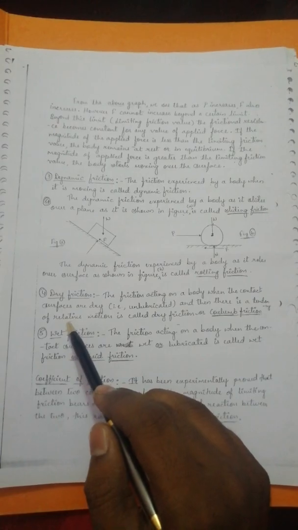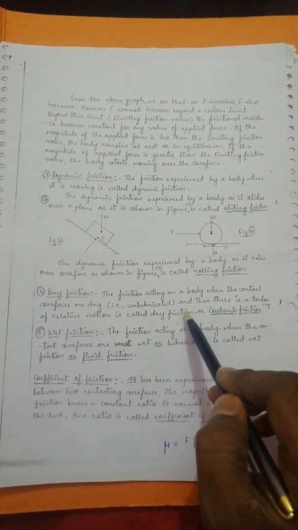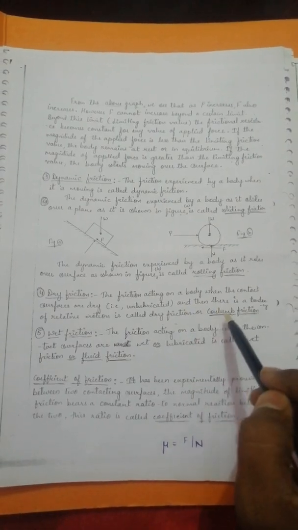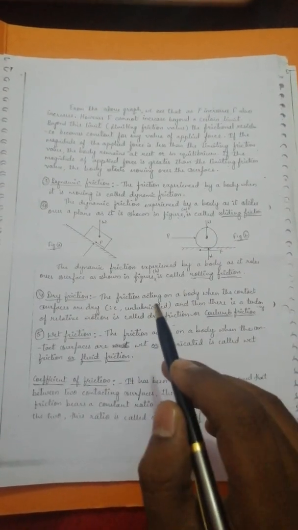The fourth one is about dry friction, the friction acting on a body when the contact surfaces are dry, that is, unlubricated, and there is a tendency of relative motion. It is also known as Coulomb friction. We call it dry friction when the contact surfaces are completely dry, that is, unlubricated.